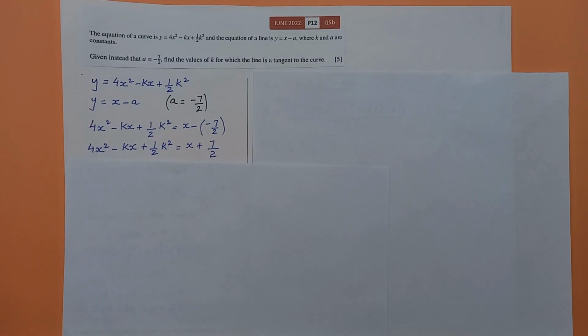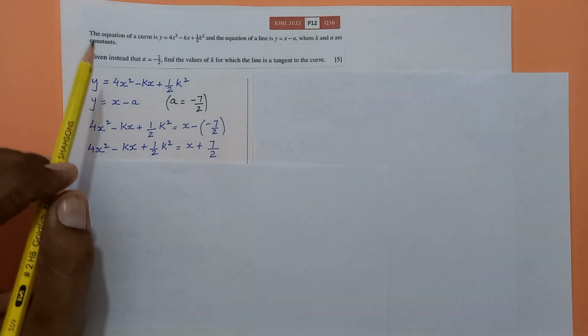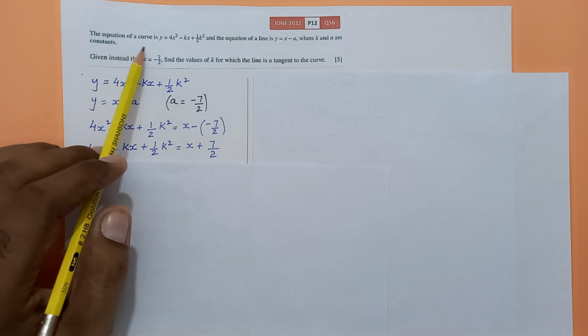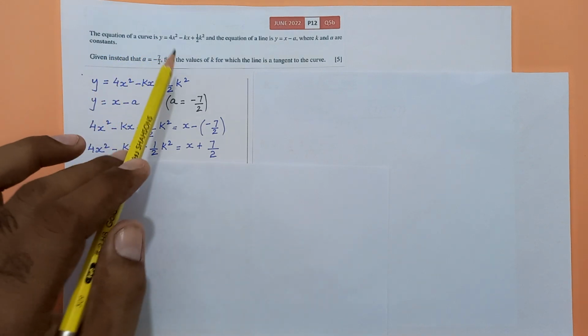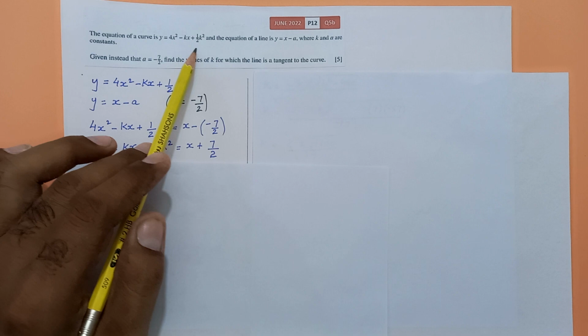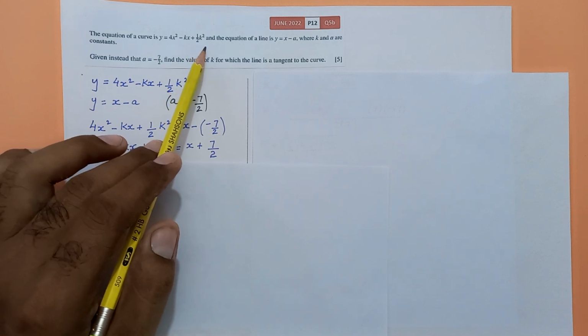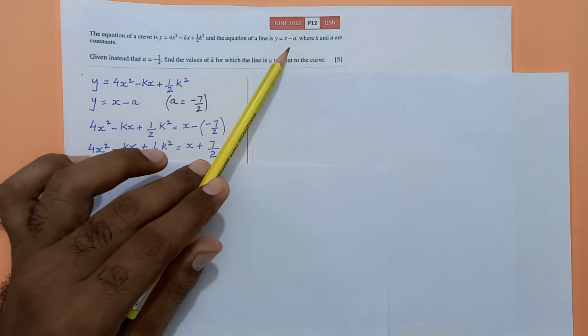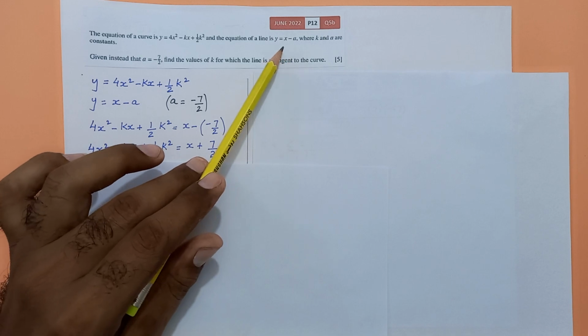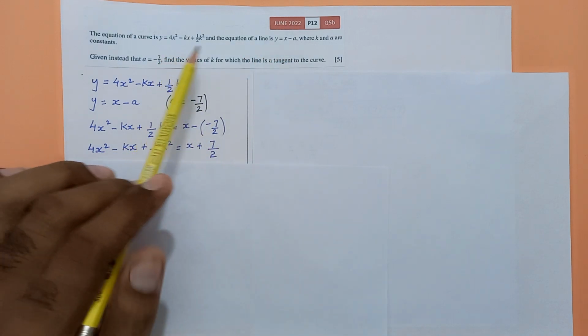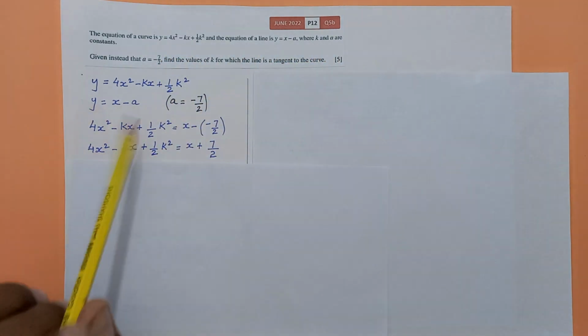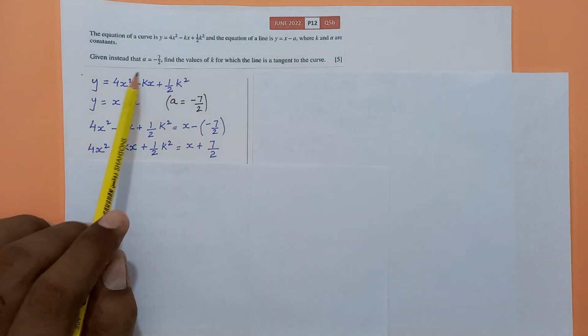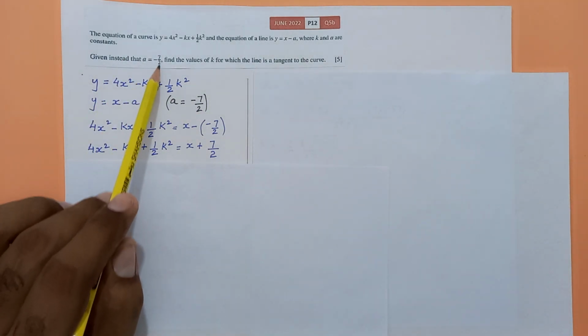Hello everyone. We have a question. It says that the equation of a curve is y equals 4x squared minus kx plus half k squared, and the equation of the line is y equals x minus a. Basically, we have the equation of a line and the equation of a curve, where k and a are constants, given that a is equal to minus 7 upon 2.